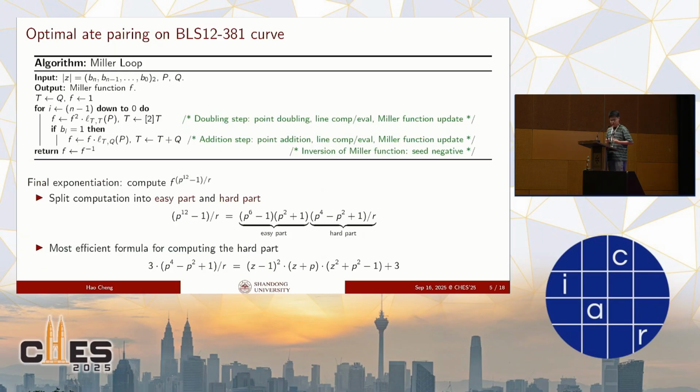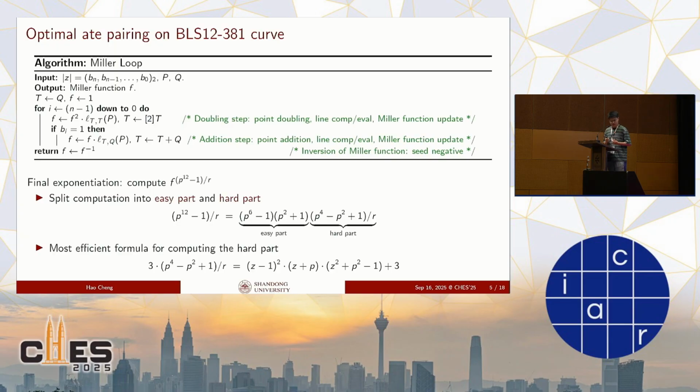Let's now go into the details of the Miller loop and the final exponentiation. As indicated by the name, the Miller loop is a loop, and in each iteration there are basically 2 different types of steps. One is the doubling step, which includes a point doubling, line computation, line evaluation, and the update of the Miller function. The other is the addition step, which includes the point addition, line computation, evaluation, and the update of the Miller function. Because the seed is negative, the last operation is the inversion of the Miller function.